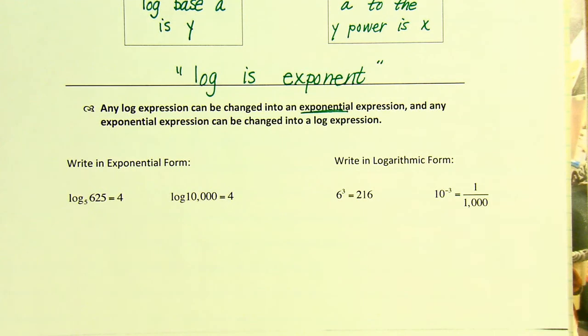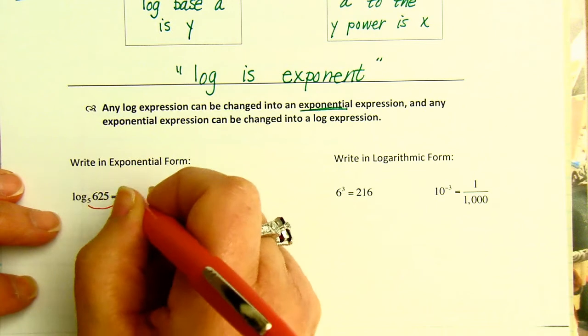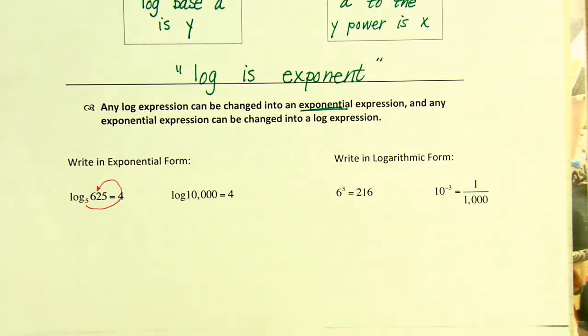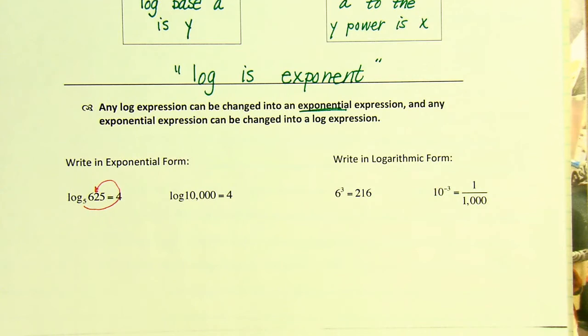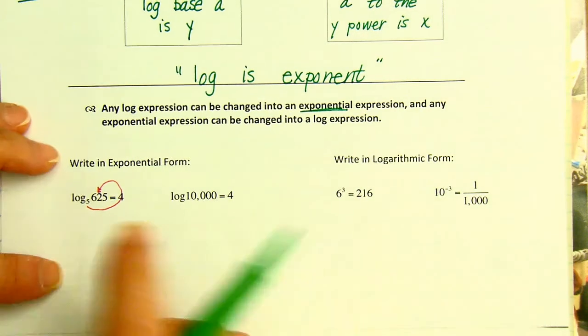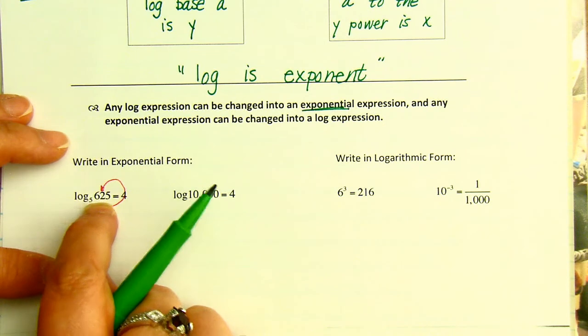All right, so I'm going to lightly do my little spiral. Okay, so I'm just converting. It doesn't tell me to do anything else. It just tells me to convert it. Log base 5 of 625 is 4.